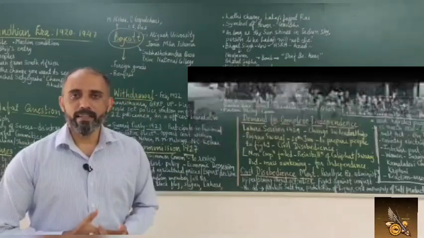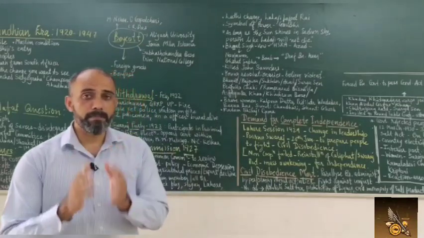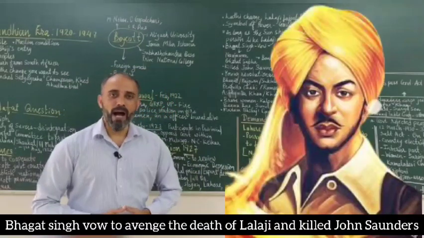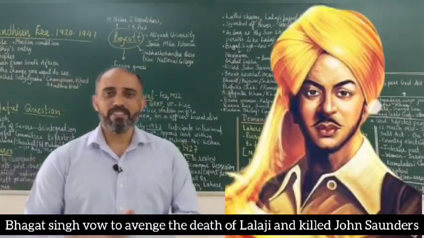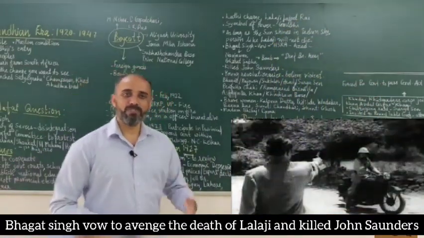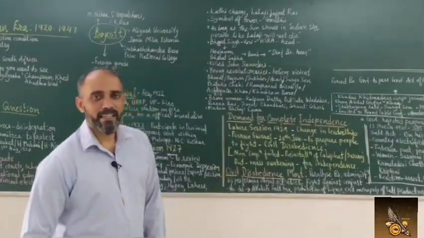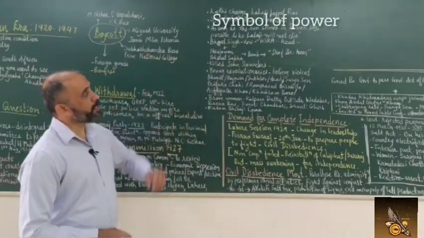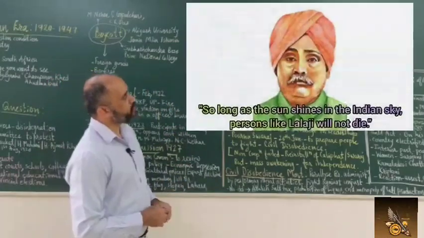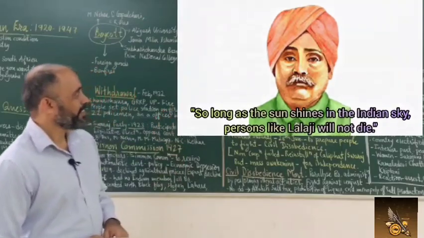Bhagat Singh and other leaders who were present at that time felt Lalaji was purposefully made a target and killed. Thus, Bhagat Singh vowed to avenge Lalaji's death, and later on he killed John Saunders, whom he mistook for the officer responsible for the death of Lalaji. Gandhiji said Lalaji Lajpat Rai was a symbol of power, because his famous statement says, as long as the sun shines in the Indian sky, a person like Lalaji will not die.